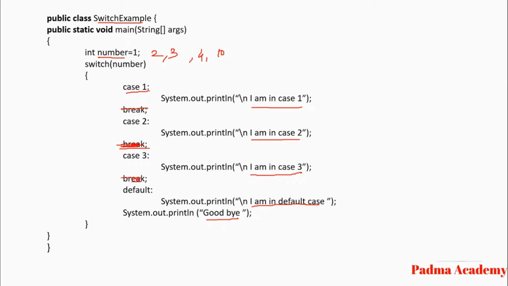If the case value is 1, then it will print "I am in case 1," "I am in case 2," as well as "I am in case 3," as well as "I am in default case," and goodbye. If we assign 2, then it will print "I am in case 2," then "I am in case 3," then "I am in default case," goodbye. Okay, so the break statement is quite important in cases.